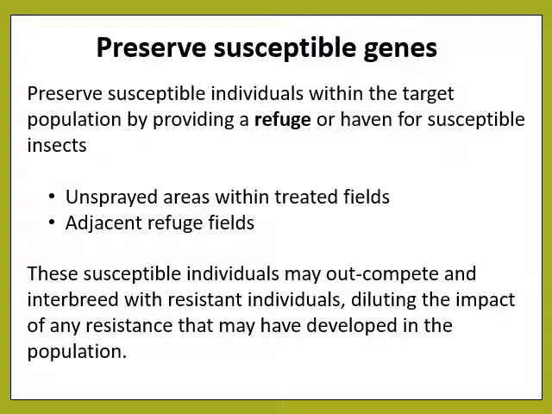Another core principle is that anything you can do to preserve susceptibility genes within the target population is very helpful. So you can provide a refuge or a haven. This particularly applies for insects. You might have unsprayed areas within a treated field. You might have adjacent refuge. The idea here is that the susceptible individuals will interbreed with any resistant individuals that survive. So it's going to dilute the increase in frequency of resistance in the next generation. Especially if only homozygous resistant individuals survive, any resistant individual that mates with a susceptible individual will have heterozygous progeny. And so you'll be able to control this with a high rate.